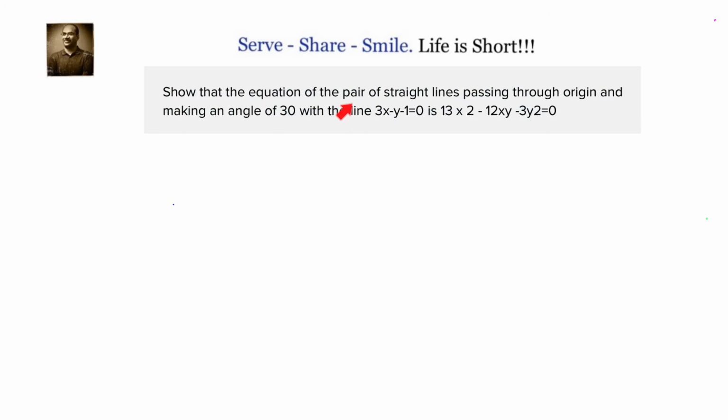Show that the equation of the pair of straight lines passing through the origin and making an angle of 30 degrees with the line 3x minus y minus 1 equals 0 is 13x square minus 12xy minus 3y square equals 0.